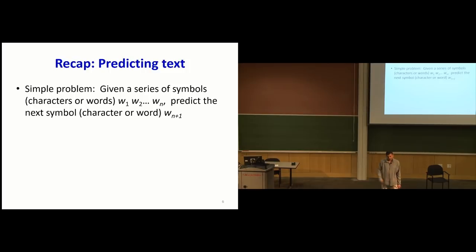So we've seen, but before we get into that, let's recap a little bit more. Another problem we looked at was that of predicting text. We're going to recapitulate this because some of what we learned over here is going to apply. So here was a simple problem. You're given a series of symbols, characters or words, W1 through Wn, and you had to predict the next symbol, the next character, or the next word.